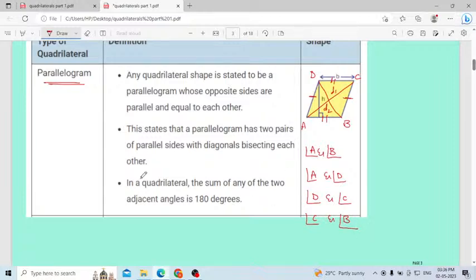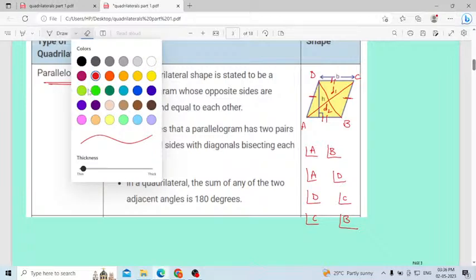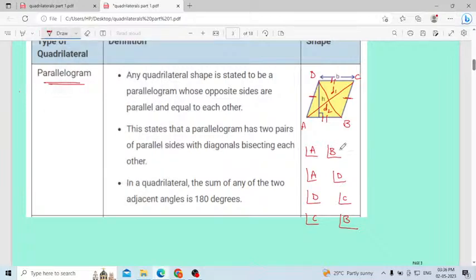Okay. Then in a parallelogram, the sum of any two adjacent angles is 180 degrees. Then the sum of these two will be equal to 180 degrees. They are telling the sum of two adjacent angles. Always in the case of a parallelogram, you have to remember the adjacent angle sum will be equal to 180 degrees.